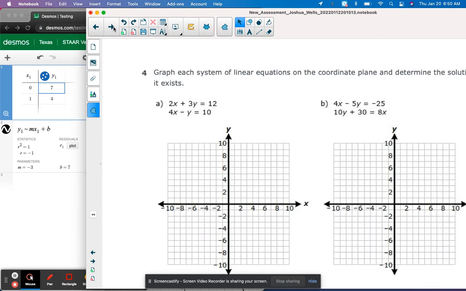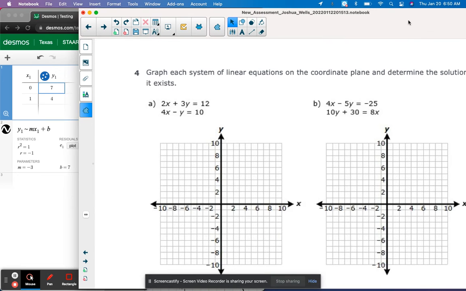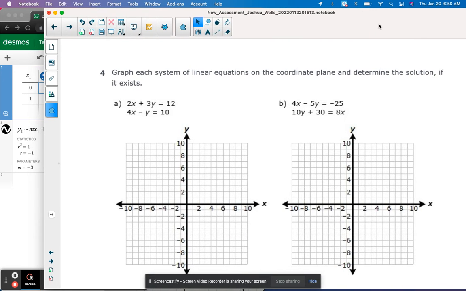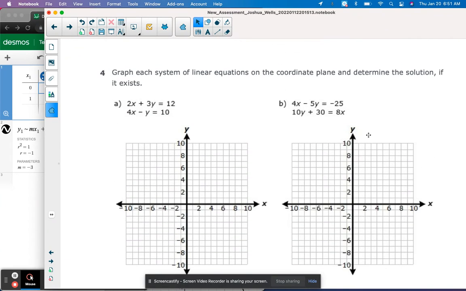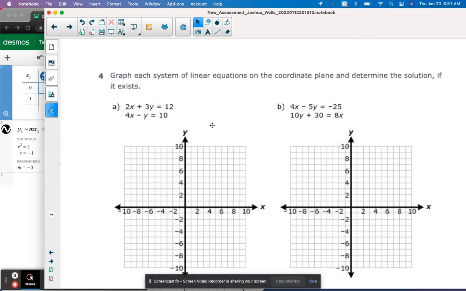Okay, let's look at the next question. So question 4, we need to graph each system of linear equations on the coordinate plane and determine the solution if it exists. So we're going to be doing a lot of solving and graphing for this one. So the main thing that we need to do is make sure that all of these equations are solved for y. And if you look at part A, this equation is not solved. So let's go ahead and do that, then we'll graph.